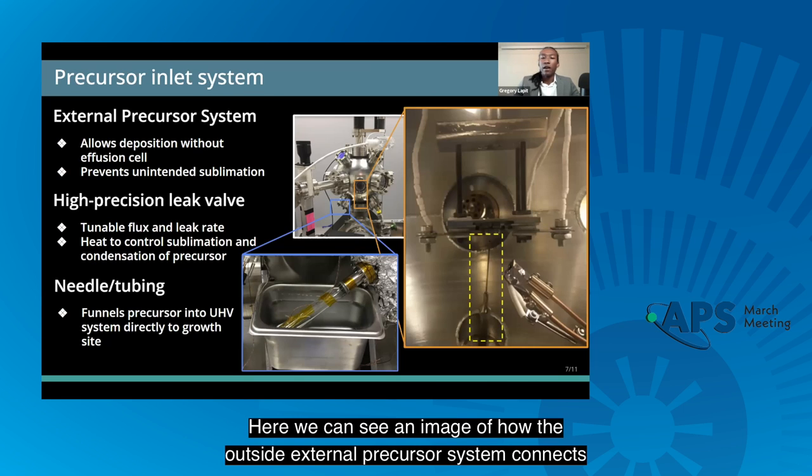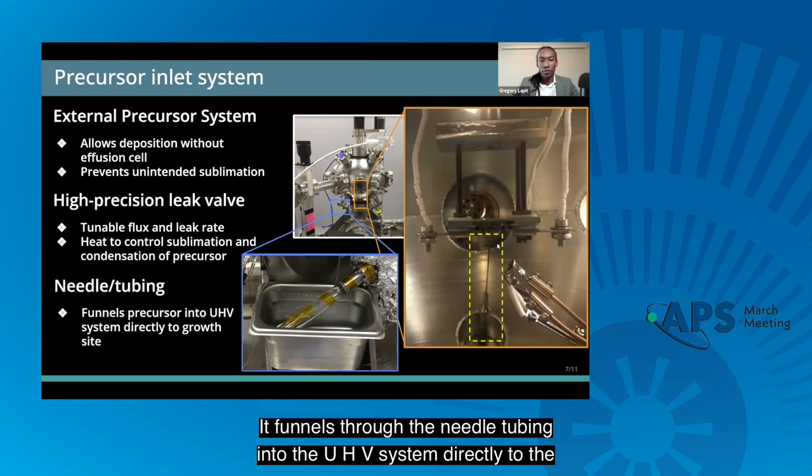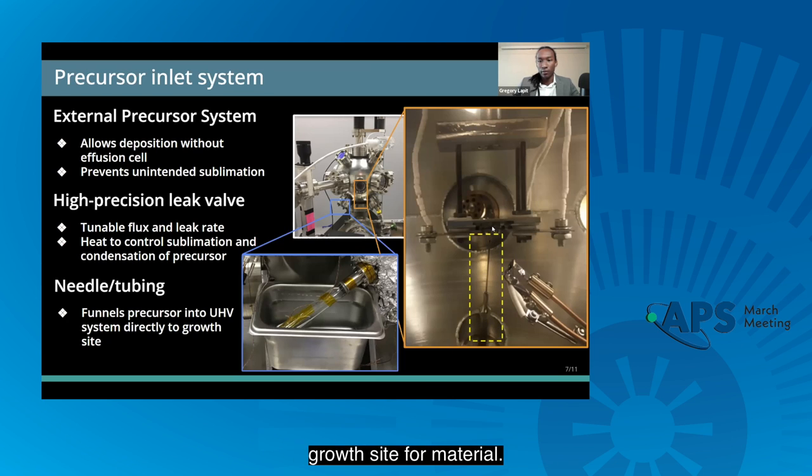Here we can see an image of how the outside external precursor system connects to the inside. It funnels through the needle tubing into the UHV system directly to the growth site or material.